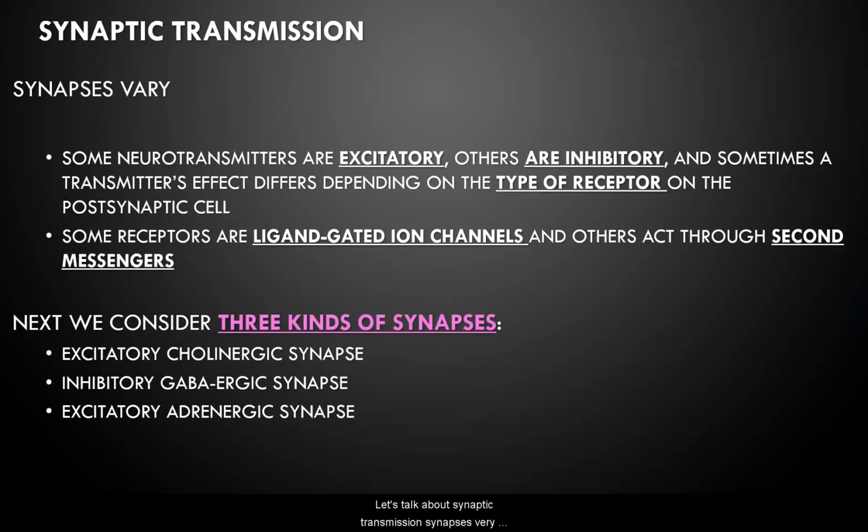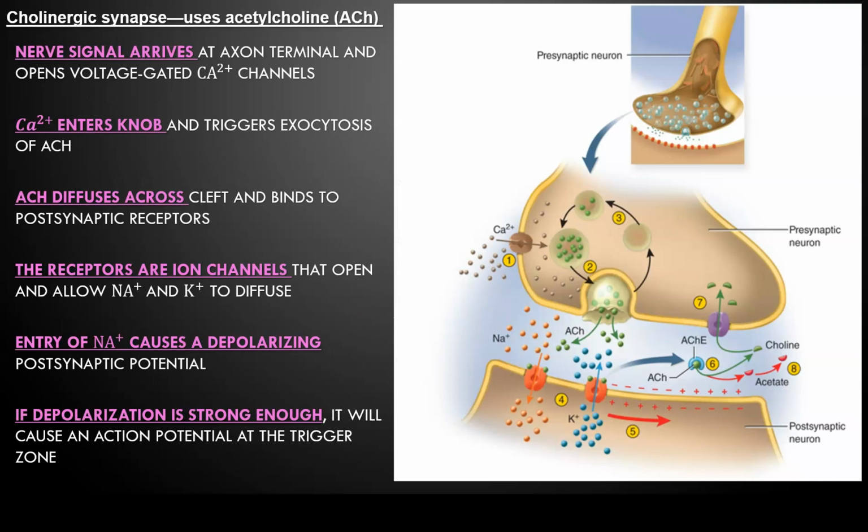Okay, let's talk about synaptic transmission. Synapses vary. Some neurotransmitters are excitatory and others are inhibitory. And sometimes the transmitter's effect differs depending on the type of receptor on the postsynaptic cell. Some receptors are ligand-gated ion channels, and others act through secondary messenger systems. So next we'll consider 3 kinds of synapses: the excitatory cholinergic synapse, the inhibitory GABAergic synapse, and the excitatory adrenergic synapse. Okay, here is the cholinergic synapse that uses acetylcholine.